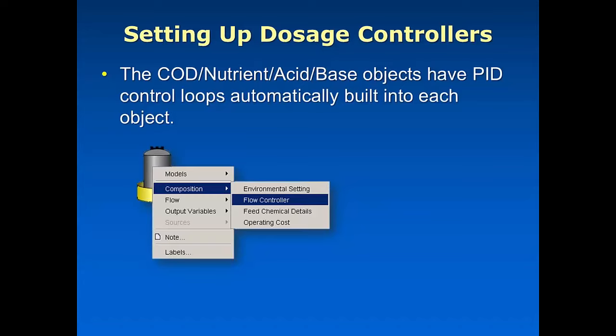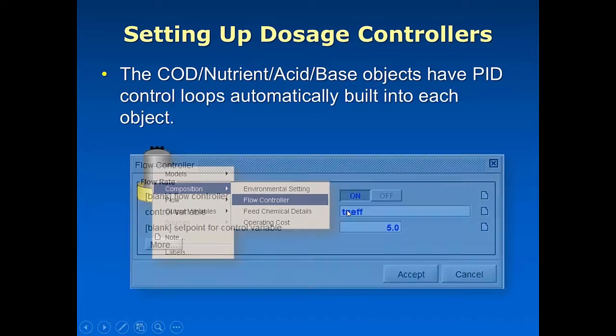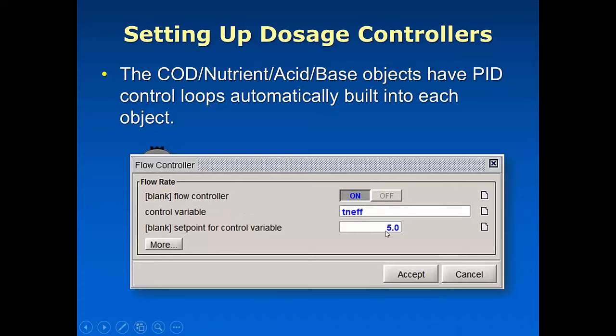So each one of our influent type objects for dosage shows this flow controller menu, and if you pop that open here, you can turn on the controller. You have to specify the name of the variable that you're trying to control. In this case, this is total nitrogen in the effluent. And I won't go into all the details about how you set up PID control loops. We actually have another webinar, and some of our tutorials are all based around how to do that. Same methodology there as what's being applied here.